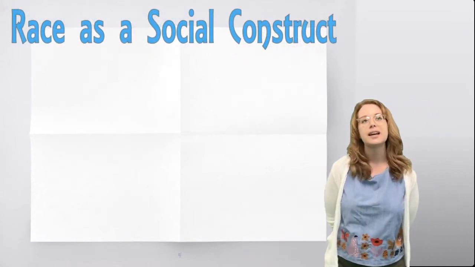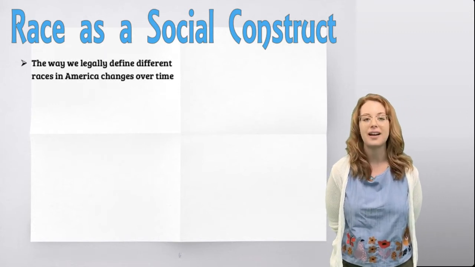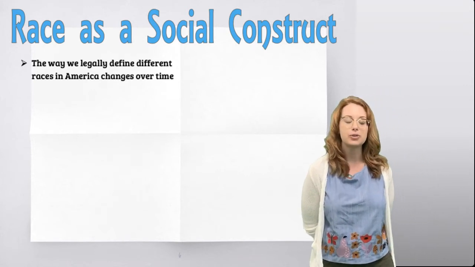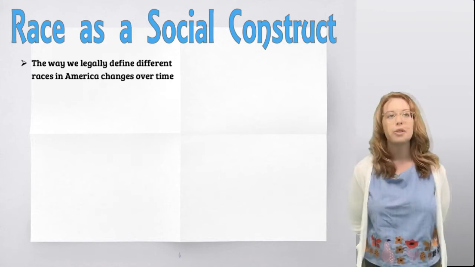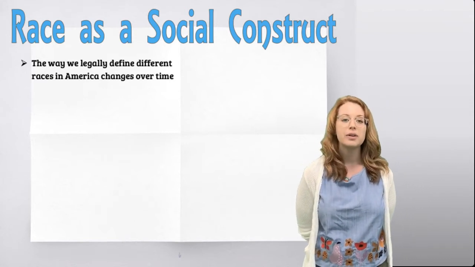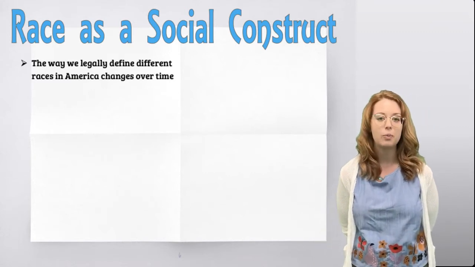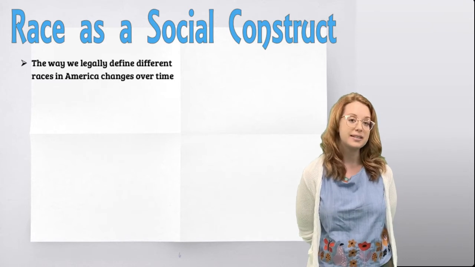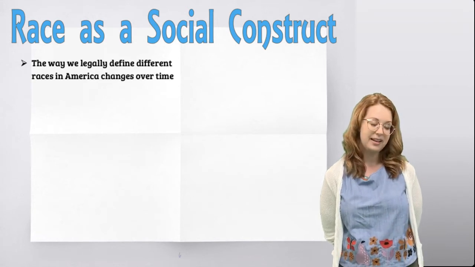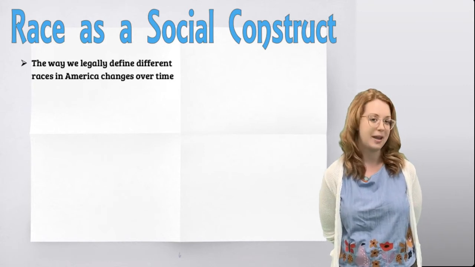So we're going to talk about race as a social construct. Social construct means made up and defined and agreed upon by societies and people. And sociologists say that race is a social construct for a variety of reasons. The way that America has legally defined different races has changed over time. For example, up until the 1930 census, people of Mexican origin were considered white. Also, there was a big debate on whether or not people of Japanese ethnic origin were considered white or not, and the Supreme Court ruled no, based on the common definition of a white man.